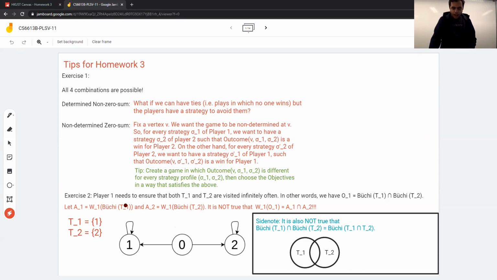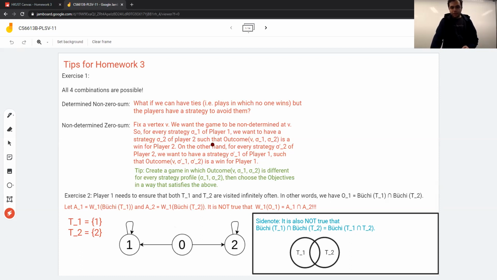And it's actually important to be very careful about the quantifiers here. So in the first sentence, I'm saying for every strategy sigma 1 of player 1, there is a strategy sigma 2 of player 2. So sigma 2 can depend on sigma 1, right? And then here I'm also saying for every strategy sigma prime 2, there exists a sigma prime 1. So sigma prime 1 can depend on sigma prime 2.